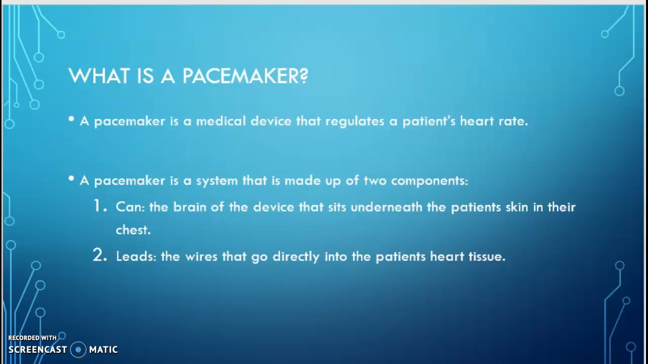The second component are the leads. The leads are wires that are inserted through a vein, and we will discuss in a further lesson which vein and what are the different methods, but they are inserted only through a vein, not an artery, and they are attached directly into the heart tissue. The leads are the bridge to how the device interacts with the heart. There are several varieties of both cans and leads that we are going to discuss.